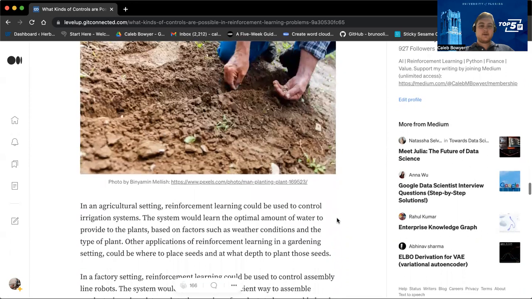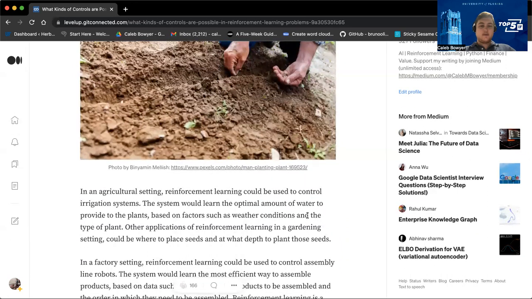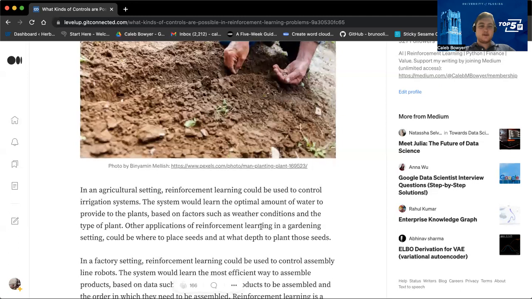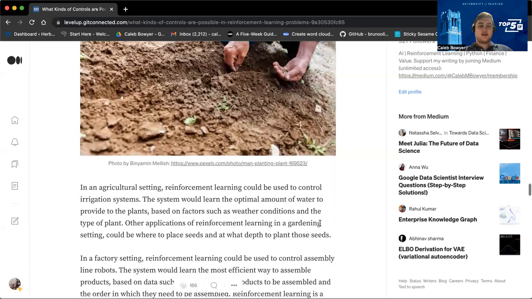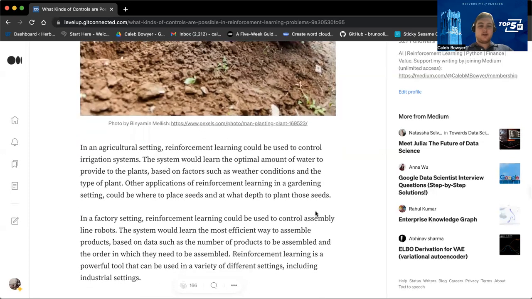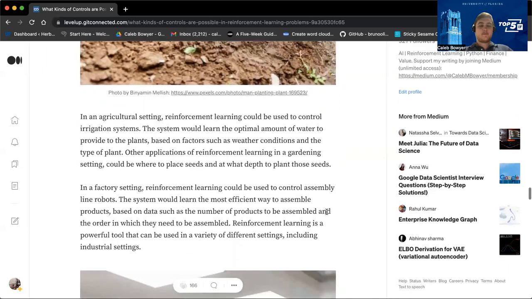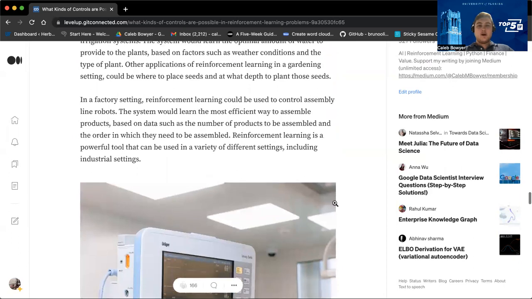In an agricultural setting, RL could be used to control irrigation systems: how much water to use, how much fertilizer to use, etc. The system would learn the optimal amount of water to provide to plants based on factors such as weather conditions and the type of plant. Other applications of RL in a gardening setting could be where to place the seeds and at what depth to plant those seeds.